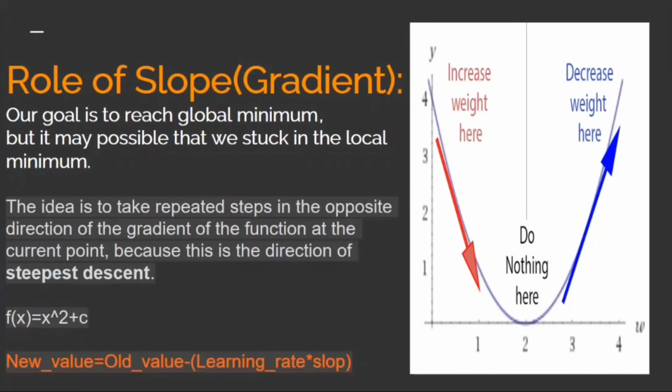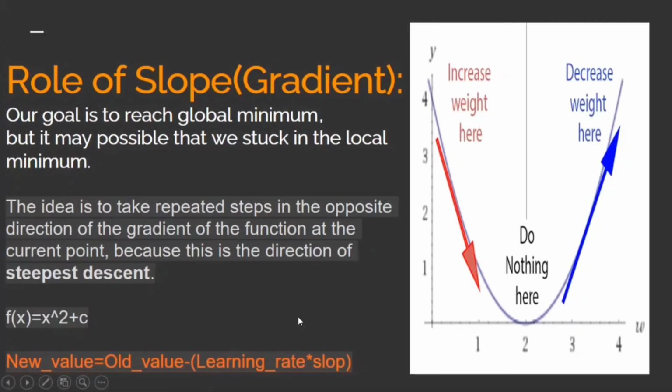So let's say if we put the value of x as 5, we will obtain a function value of 25, which is very high. So from this we analyze that we have to put a value of x lesser than the previous value. So we create a general formula for this. New value is equal to old value minus learning rate into slope, where old value is the previous value which we obtained by putting the value of x.